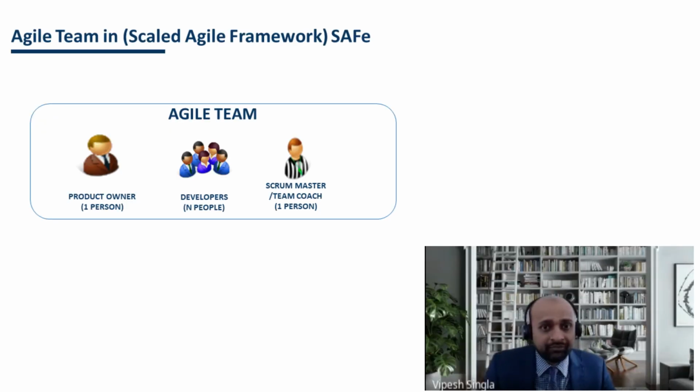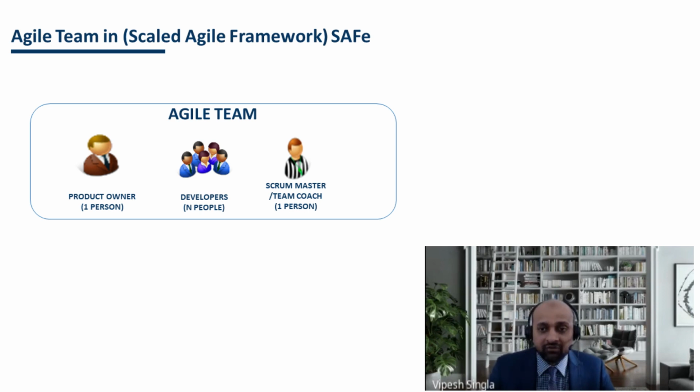What is an agile team? So the next topic is, what is an agile team? An agile team is a cross-functional, self-organizing team of anywhere between 5 to 11 people that is capable of defining, building, and testing the solution functionality. So who are the various stakeholders in an agile team? They are product owners, scrum masters, team coach, and basically developers.